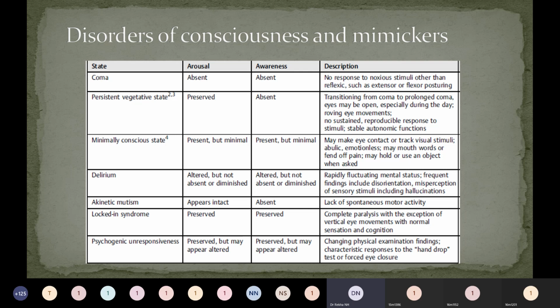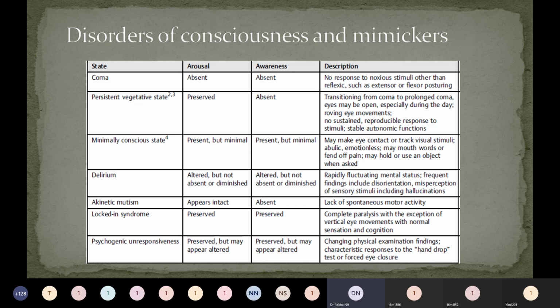Another mimicker of coma, in the differential diagnosis, is the persistent vegetative state, where arousal is preserved, but the person may not have awareness. It can be a transition from coma to prolonged coma. Eyes may be open, especially during the day, and there is no sustained reproducible response to stimuli. But these patients will have stable autonomic functions. Then the minimally conscious state. Here the patient will have both arousal and awareness, but very minimal. The patient may make eye contact, or can track visual stimuli.